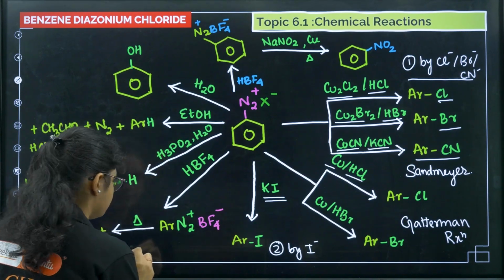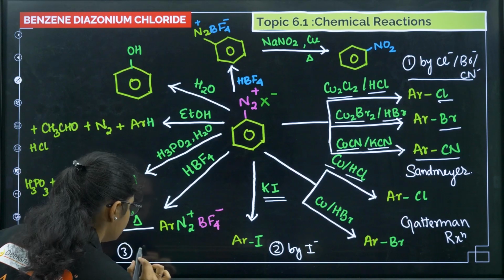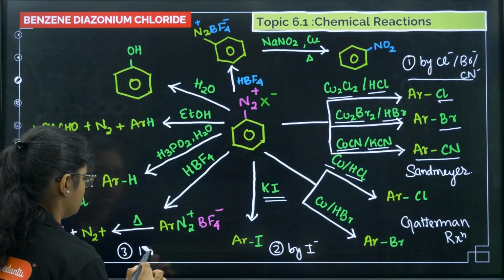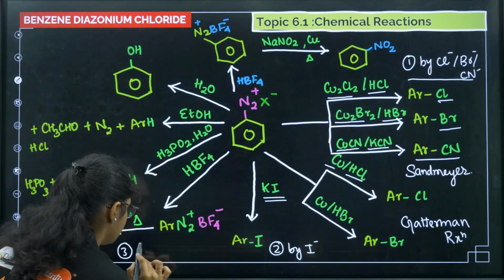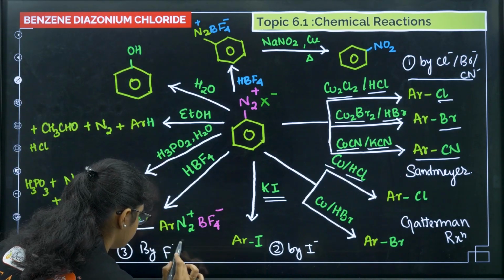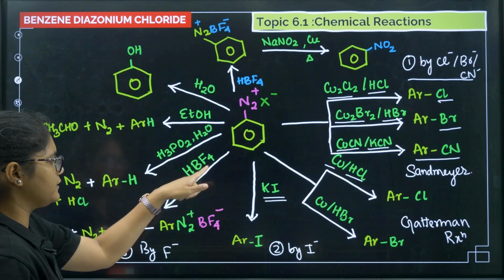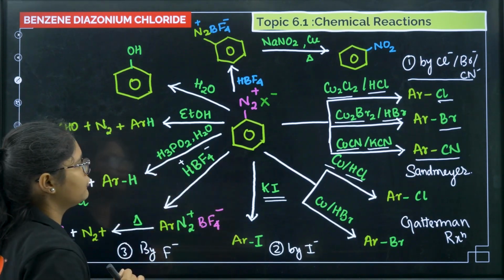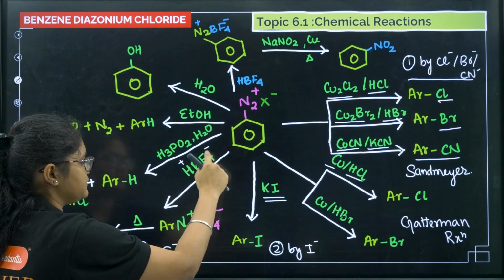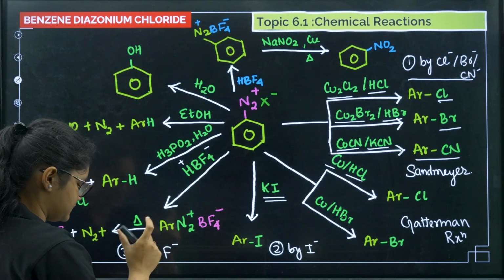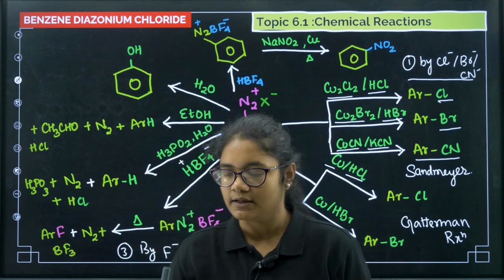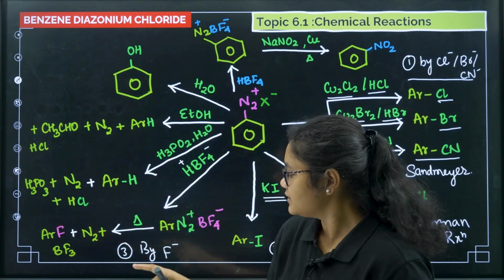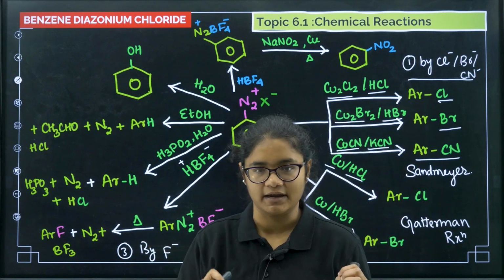The third one is replacement by F minus. For F minus you first treat it with HBF4. Here, this is H plus, this is BF4 minus. So N2 plus will take this BF4 minus, and one salt of this type is formed. Then you just need to heat it. If you heat it, you will get ArF, or fluorobenzene. So that is the third one, replacement by F minus.